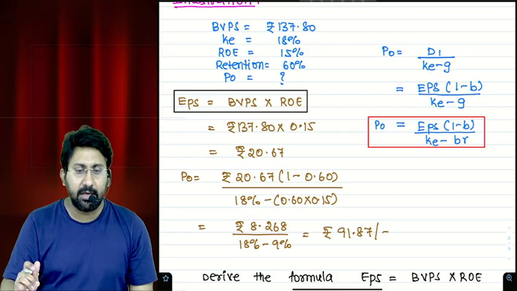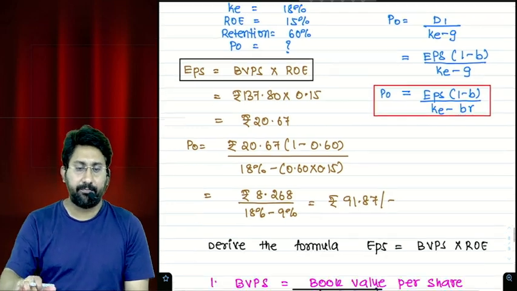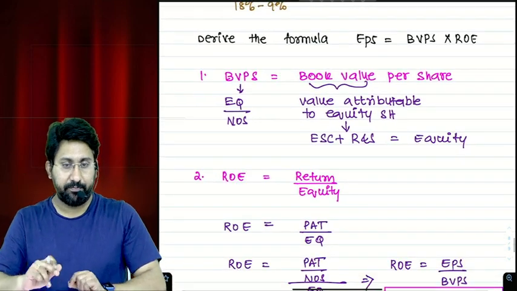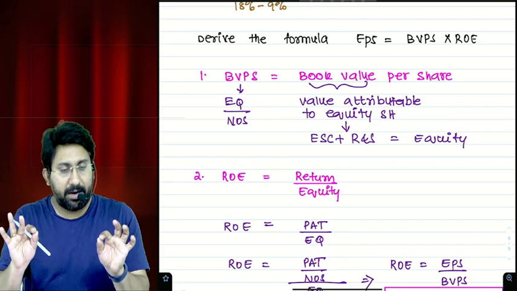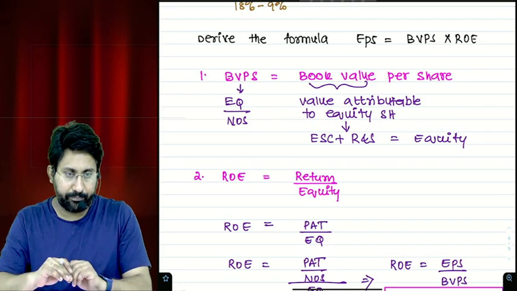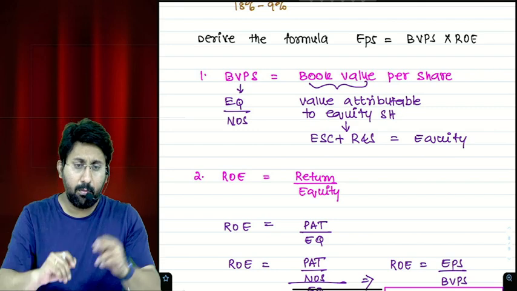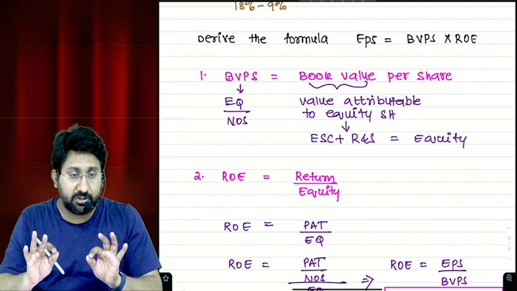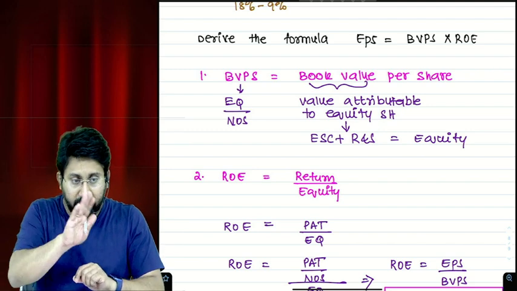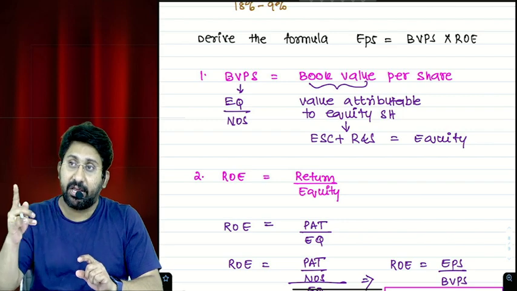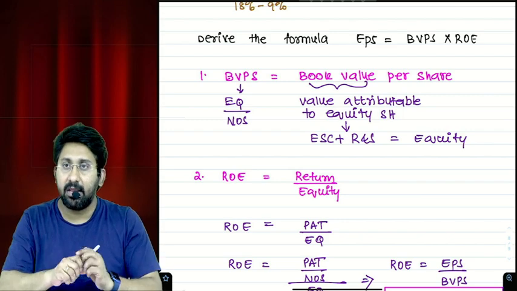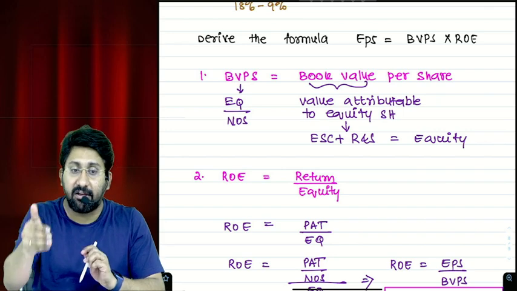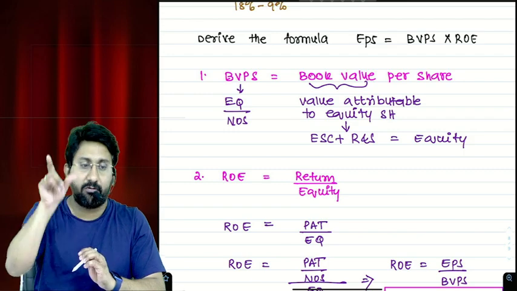How can you tell that EPS equal to BVPS into ROE? The entire derivation I have given. Observation is required. Book value per share equals equity divided by number of shares. Sorry, first come to the right side. Book value per share. First, let us understand what is book value. Inside the books, whatever is the value attributable to the equity shareholders, we call it the book value.